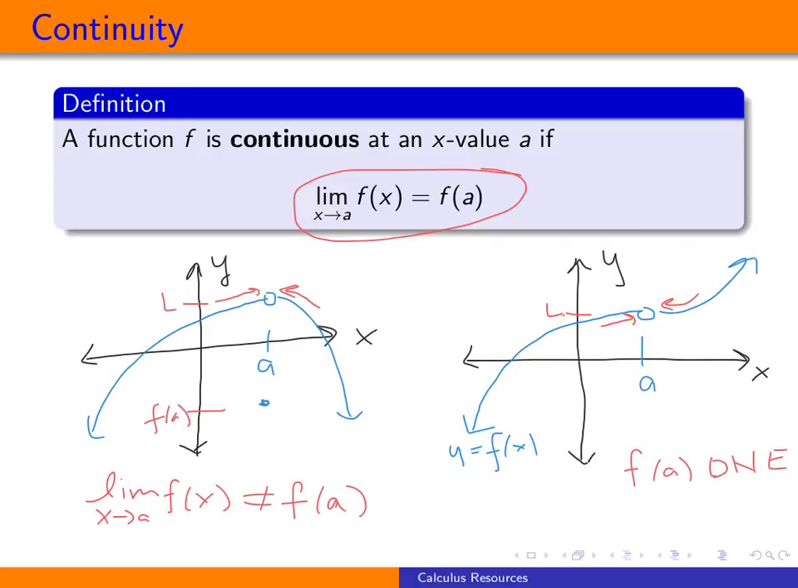So you need to verify that the function value exists, that the limit exists, and then that those two values are in fact equal. And that's how you can use this definition of continuity to verify whether a function is continuous or discontinuous at an x value a.